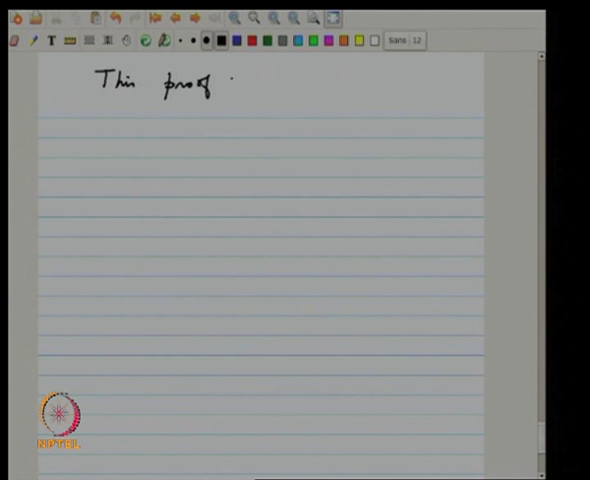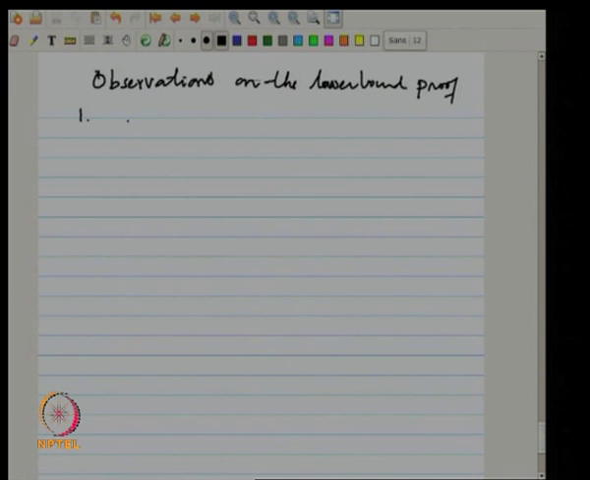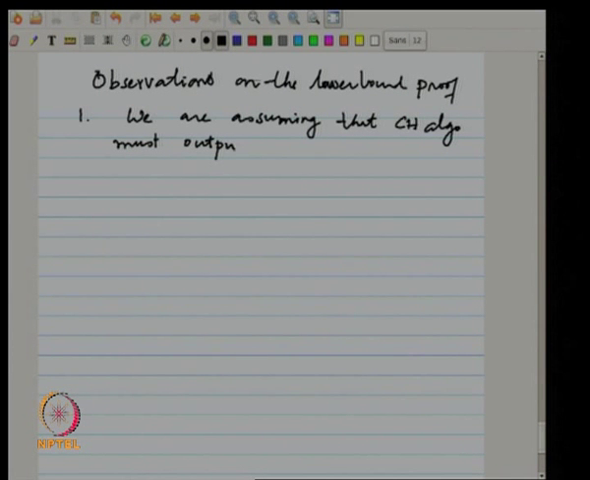So, some observations about the proof. One, we are assuming that the convex hull algorithm must output an ordered set of corner vertices.